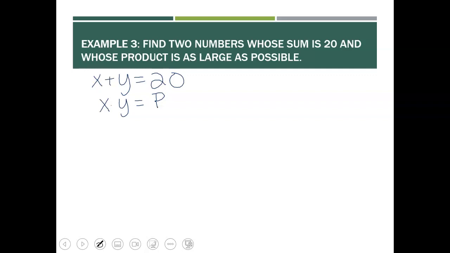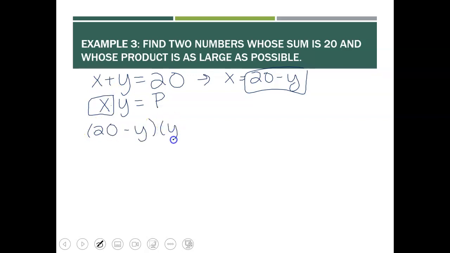So once again, I can't take the derivative of what I'm trying to maximize with two variables. So what am I going to do? I'm going to use the x plus y equals 20 to get rid of a variable. So maybe I say x equals 20 minus y. So then here, instead of x, I have 20 minus y. So 20y minus y squared equals that product. I'm trying to maximize the product, so I'm going to take its derivative.